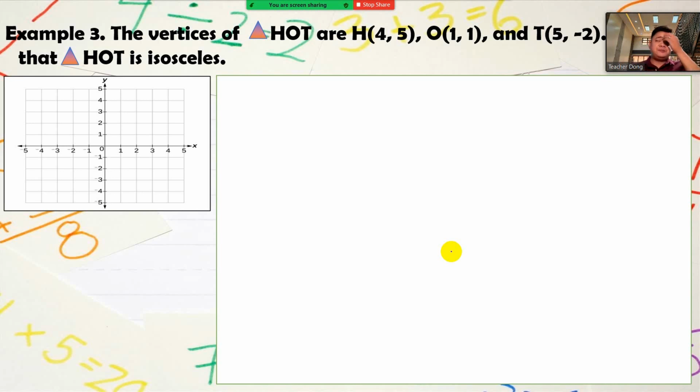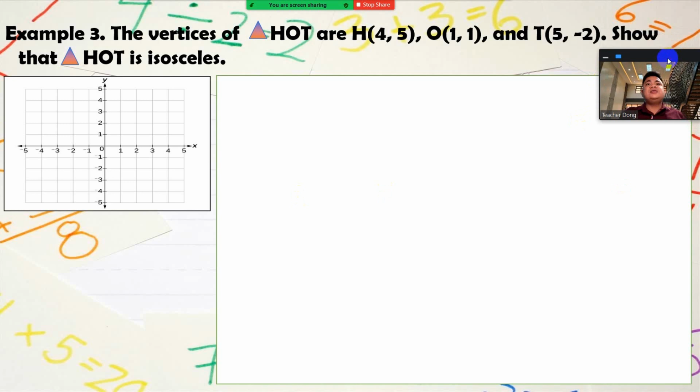Let's have number 3. The vertices of triangle HOT are point H (4, 5), point O (1, 1), and point T (5, -2). Show that triangle HOT is isosceles.